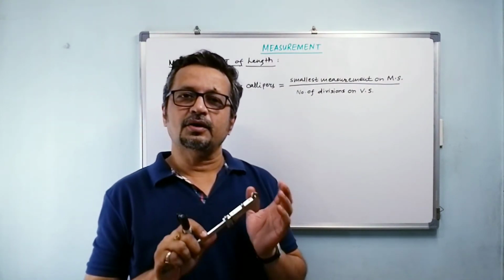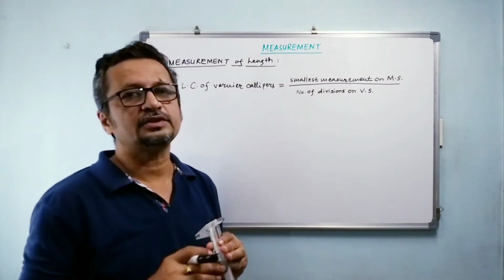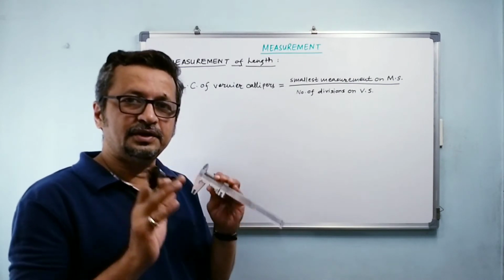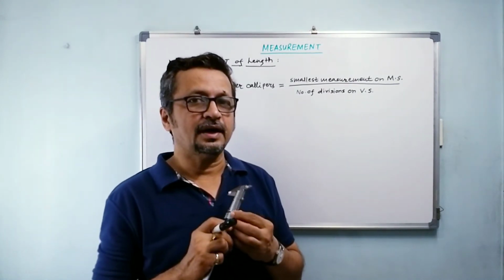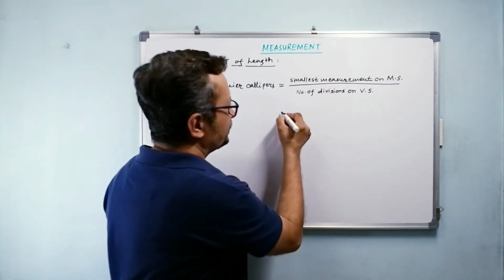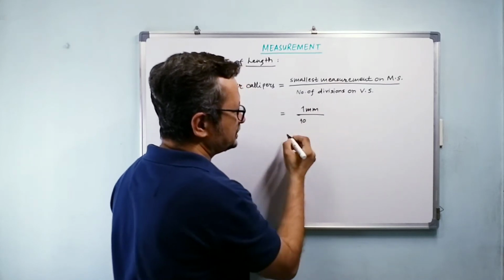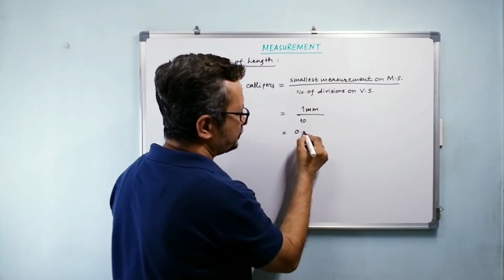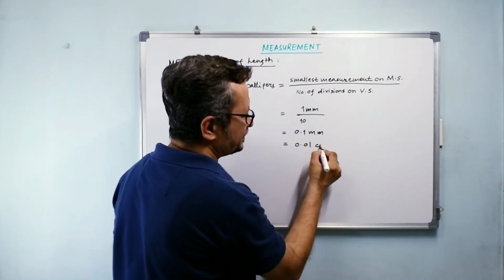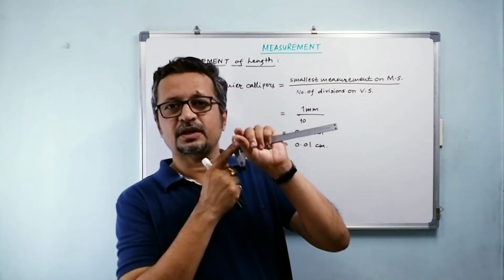Now generally on the main scale the smallest division is 1 millimeter, and number of divisions on the vernier scale is 10. So generally the vernier calipers which you will be handling in our laboratory, it would have 1 millimeter divided by 10 divisions, so that is going to be equal to 0.1 millimeter, and that is equal to 0.01 centimeter, okay. But now let us see what is the least count of this vernier.